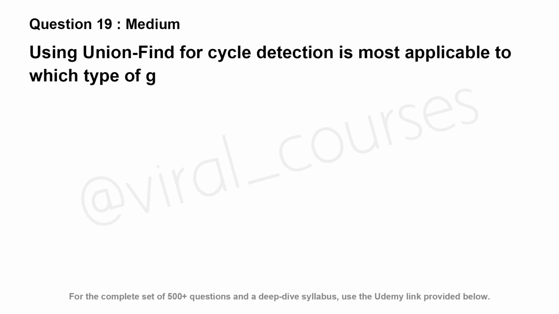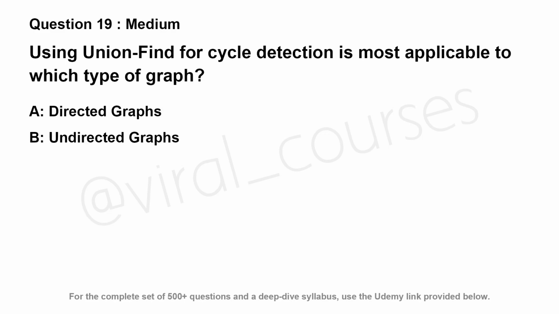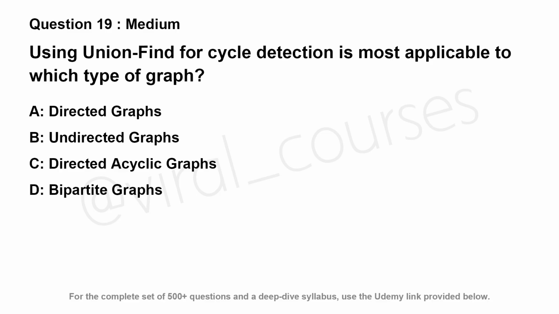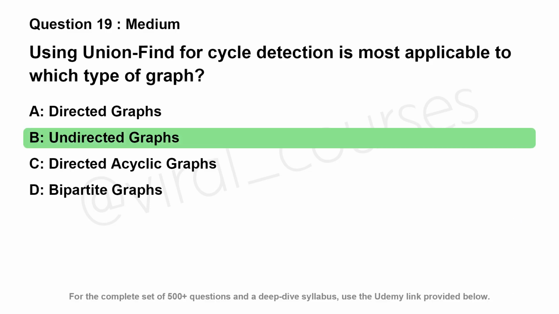Using union find for cycle detection is most applicable to which type of graph? Option A. Directed graphs. Option B. Undirected graphs. Option C. Directed acyclic graphs. Option D. Bipartite graphs. The correct answer is B.